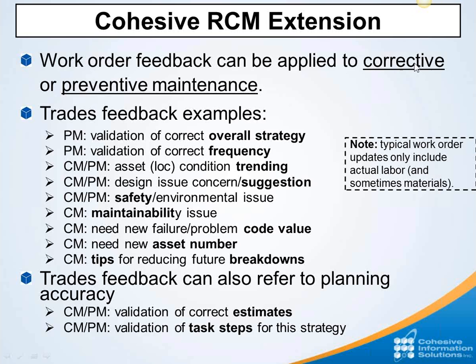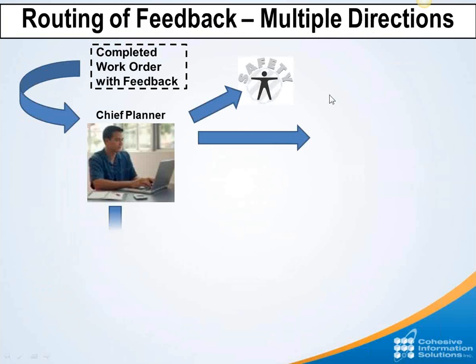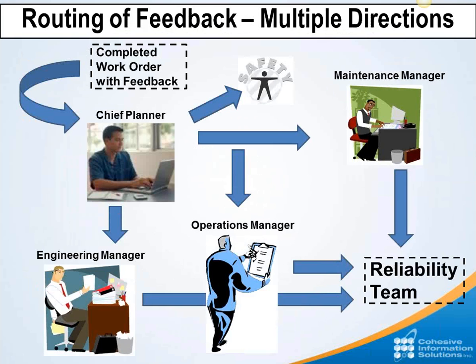And then tips for reducing future breakdowns. They may have ideas for new PMs that might be able to prevent future failures. And then we're also looking at validating our estimates and do we have the right tasks and steps and permits and documents needed to support the strategy as well as the work orders going to the field. So we can capture all that different information in actionable data and push that using Maximo tools to the different individuals that may need to act upon it.